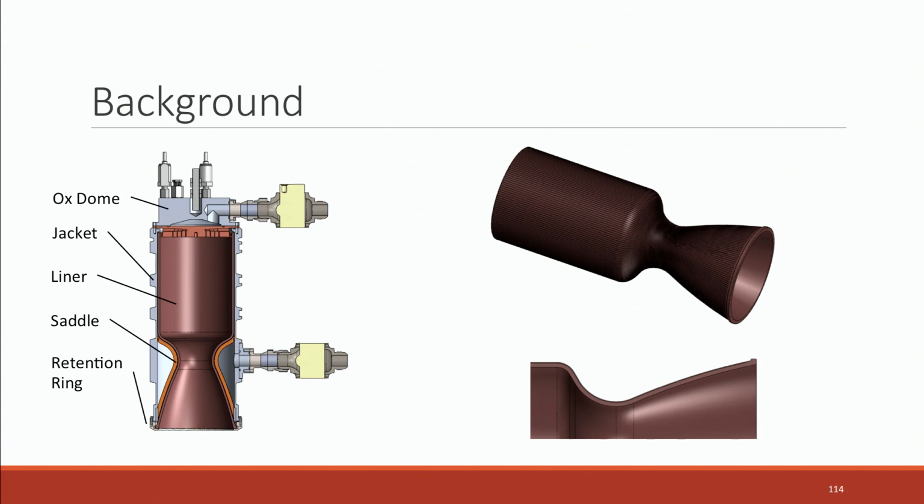What that does is, the fuel is a lot colder than the gas coming out, so it keeps the walls of the nozzle a lot colder than if you didn't do that. And the second feature is the retention ring at the bottom that holds everything together. That'll be important for the geometry of our design later on.